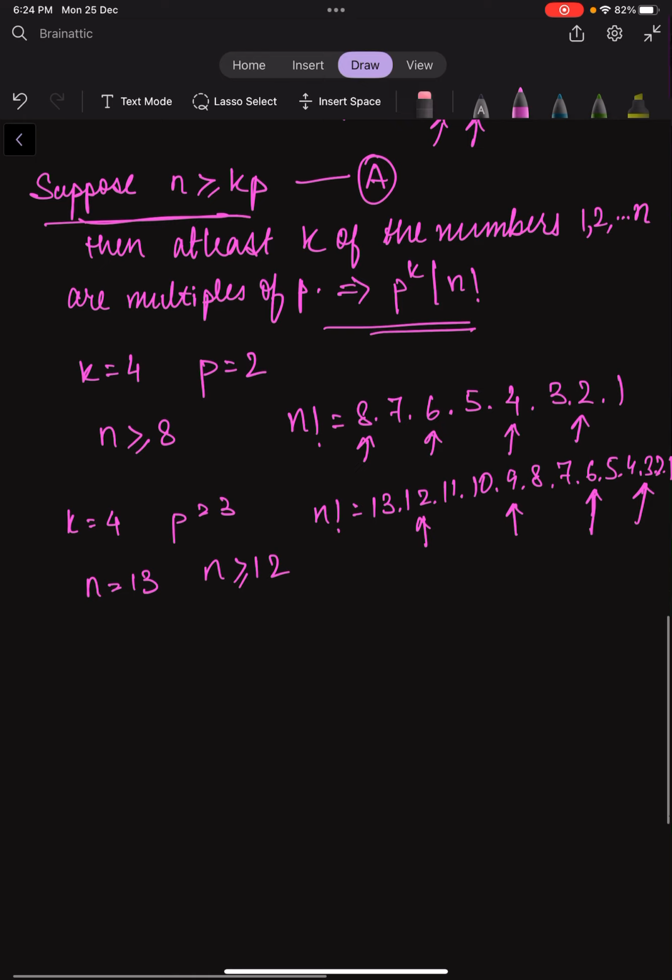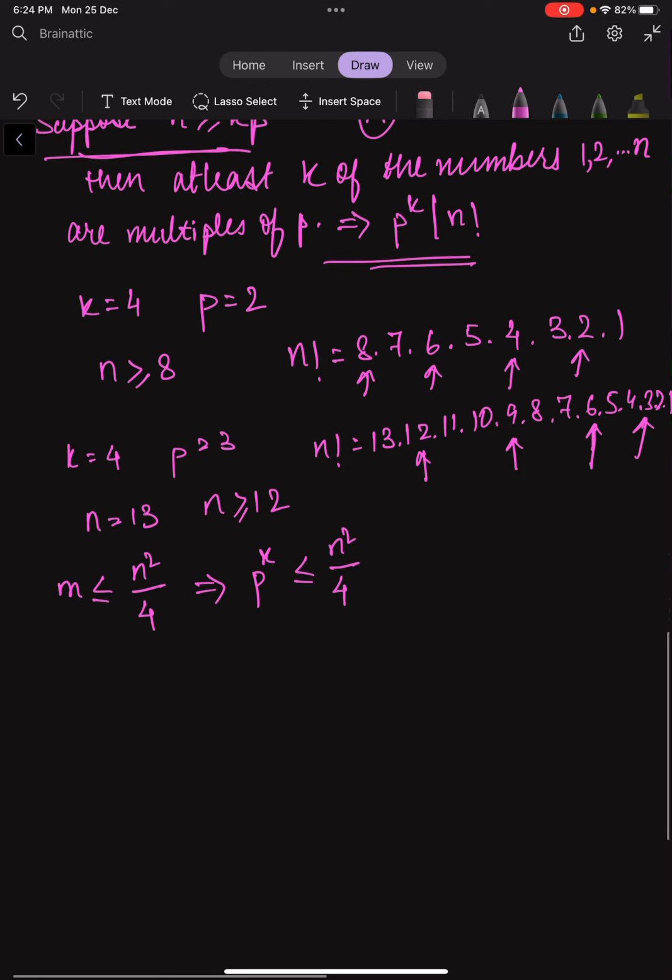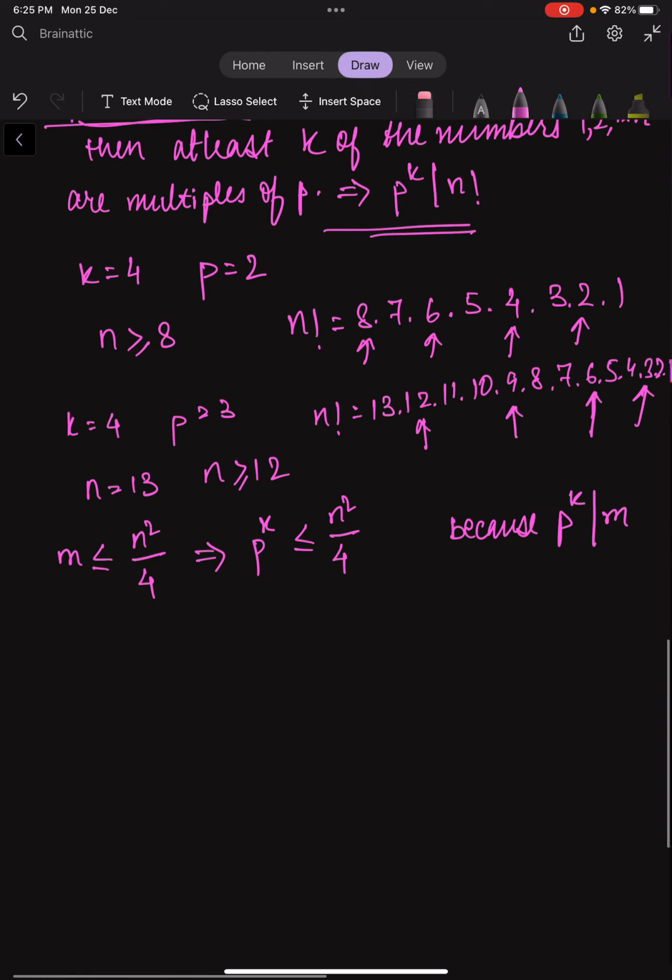Using this, we have a relation between m and n, which is m is less than or equal to n squared by 4. This directly implies that p^k is less than or equal to n squared by 4, because p to the power k divides m. Now by rearranging, we can get n is greater than or equal to 2 under root p to the power k.